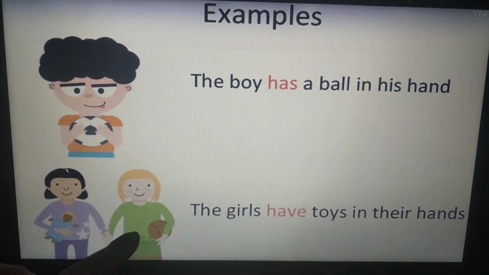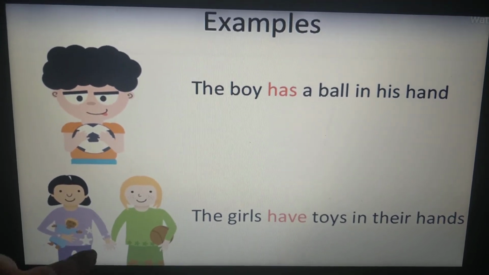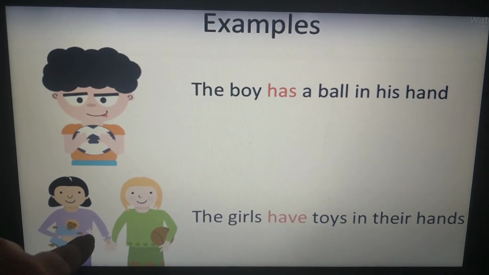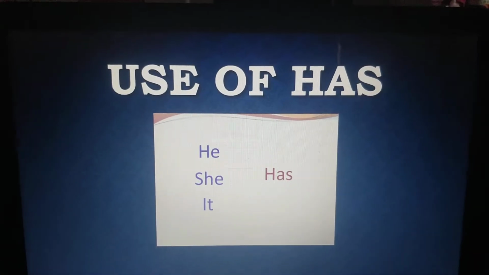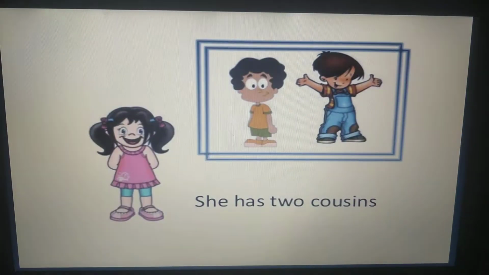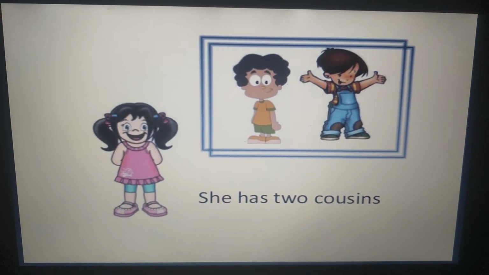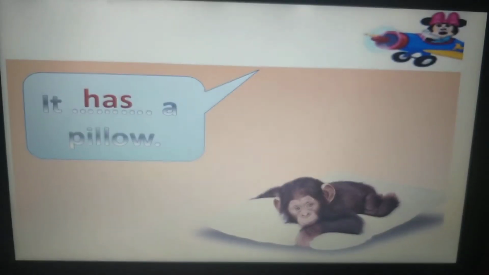But here we can see two girls. The girls have toys in their hands. We are using have because there are more than one person. We have two girls here. Now when do we use has? We use has with he, she and it. She has two cousins. It has a pillow.